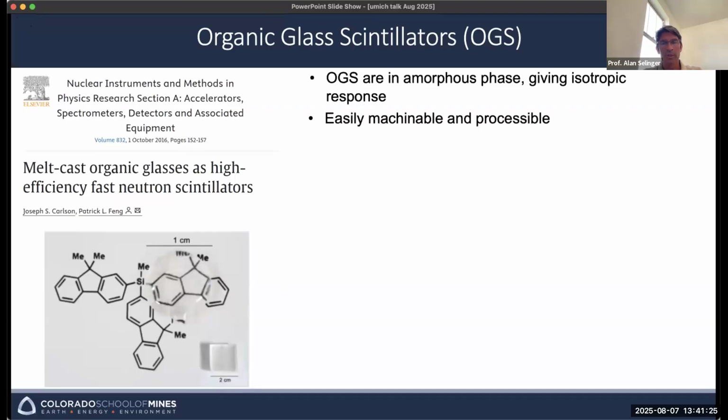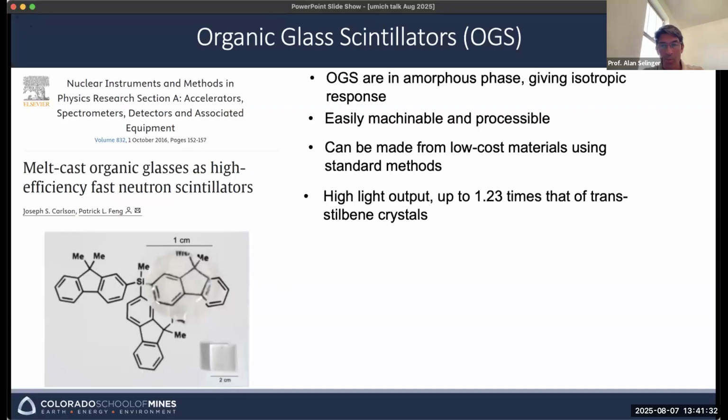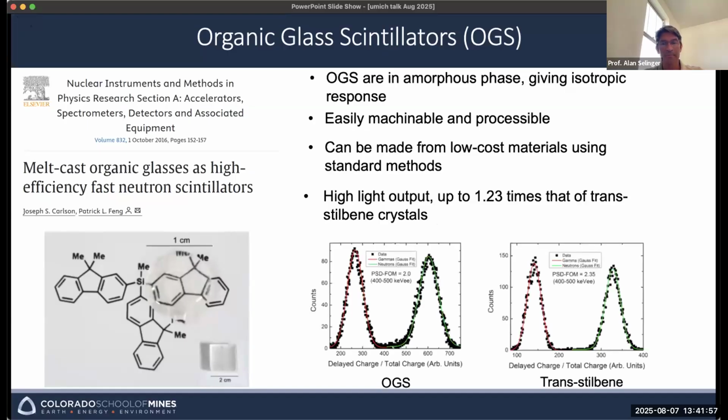You melt these, you pour these into a mold, you can machine them and process them relatively low cost, and the light output is much better than one of the best materials known, which is stilbene crystal. Stilbene crystals take many, many days to make, and you're restricted to the size that you can make these, but their performance is amazing. But now these organic glasses work even as good or even better.